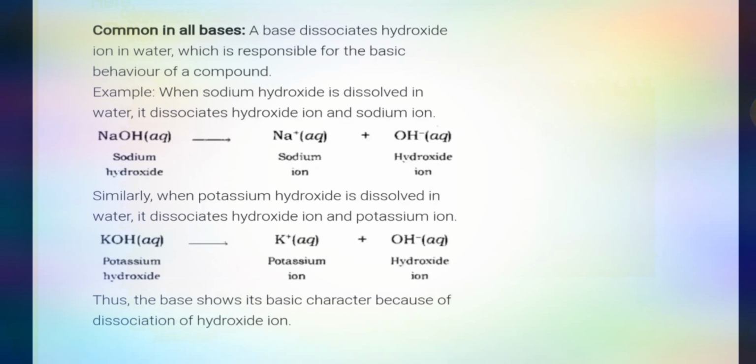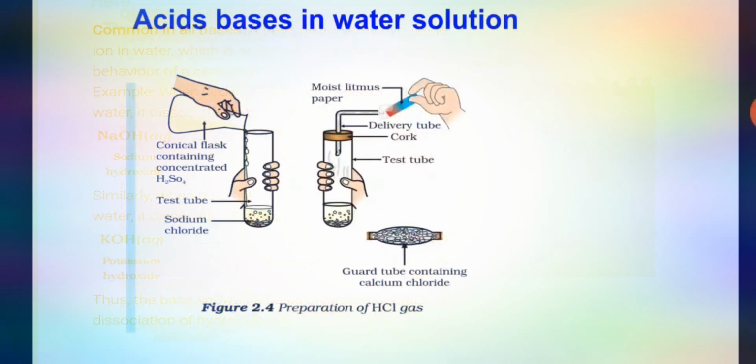Similarly, when potassium hydroxide is dissolved in water, it dissociates into hydroxide ion and potassium ion. KOH gives K plus and OH minus, all in aqueous medium. Potassium hydroxide gives potassium ion plus hydroxide ion. Thus, the base shows its basic character because of the dissociation of hydroxide ions. Now, let us talk about the topic acids and bases in water solution. What will happen when acid and base are in a water solution?